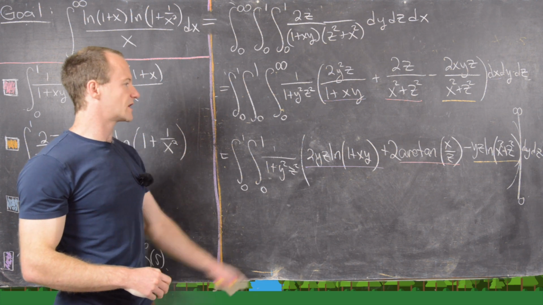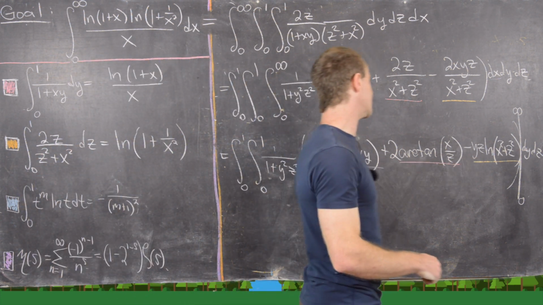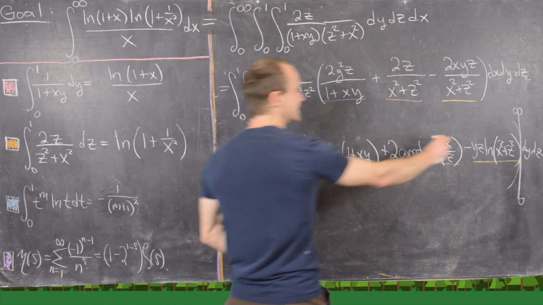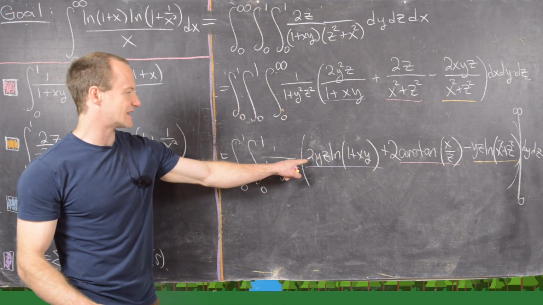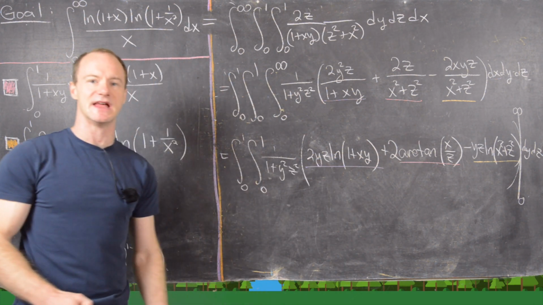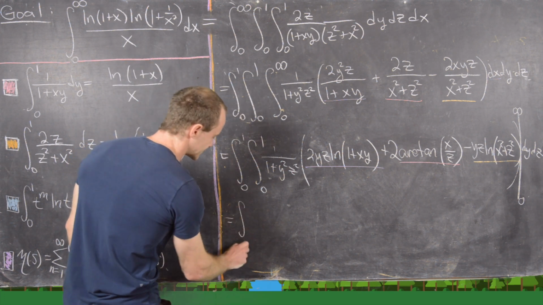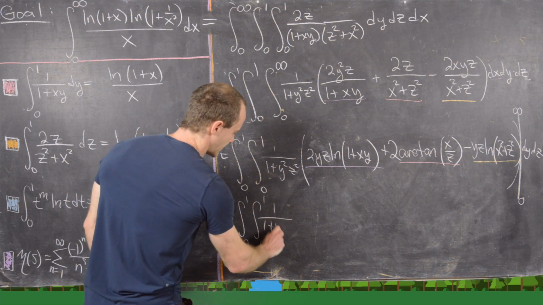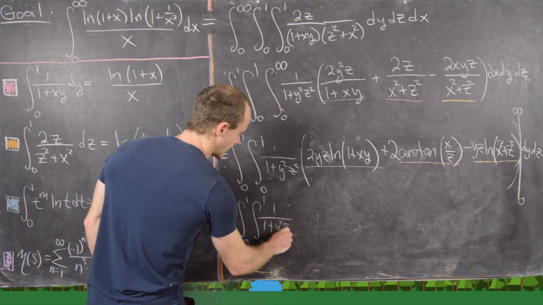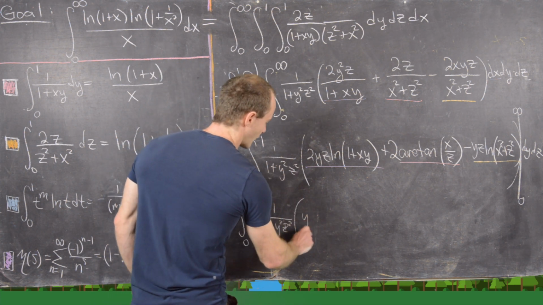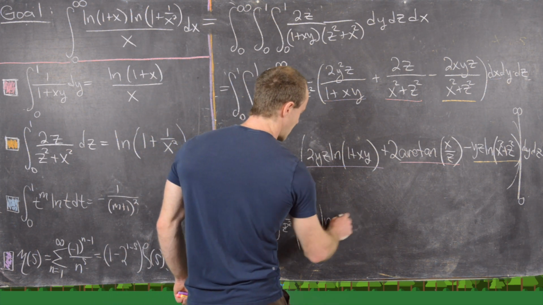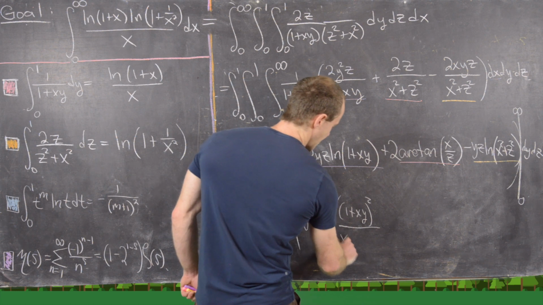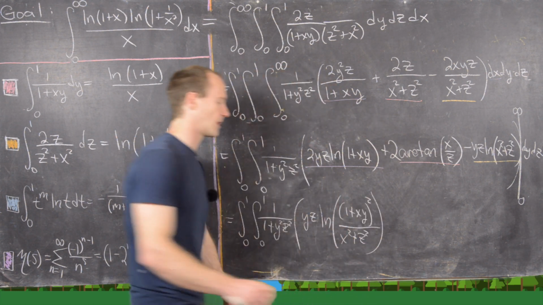So moving on, I'm going to combine this purple term and this yellow term together, and I'm going to first notice that they have a yz as a common coefficient. This one has a 2 as an extra coefficient, but I can bring that in and square it using natural log rules. So this is going to give me the integral from 0 to 1, 0 to 1. I still have my 1 over 1 plus y squared z squared out front. And then here I'll have y times z times the natural log of 1 plus xy quantity squared over x squared plus z squared.